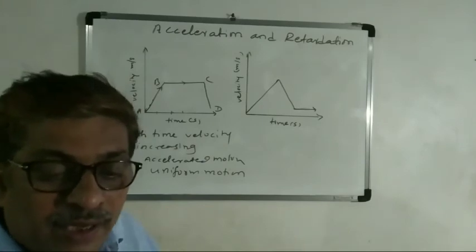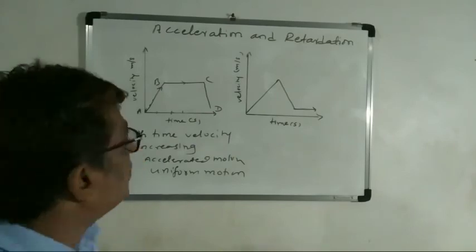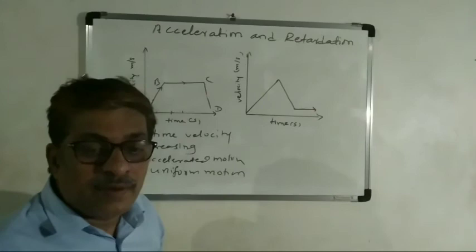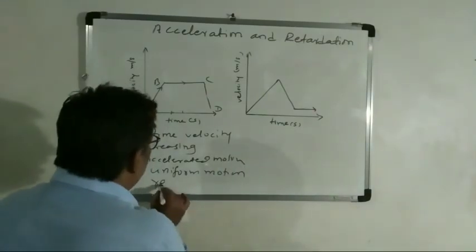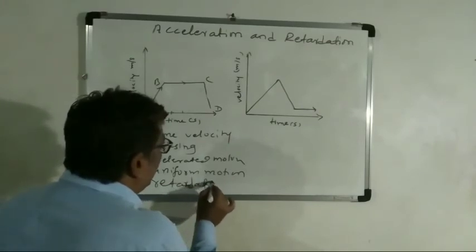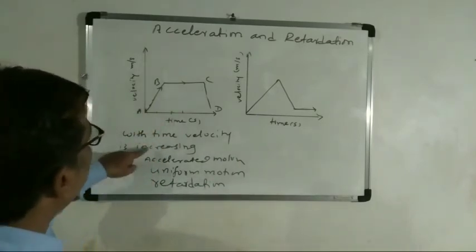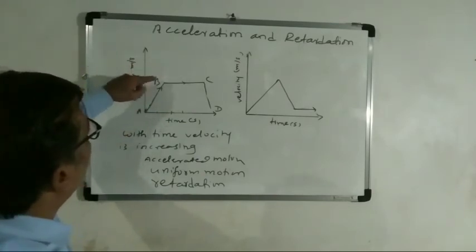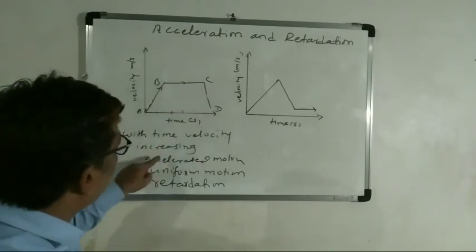And the next one is time increasing, but here velocity is decreasing. Such a motion with respect to time is called retardation. R-E-T-A-R-D, retardation. See, in this graph, the first one is acceleration because velocity is increasing, then velocity is constant, and then velocity is decreasing.